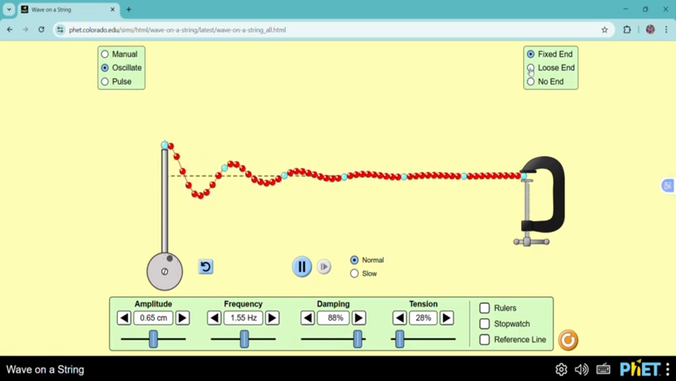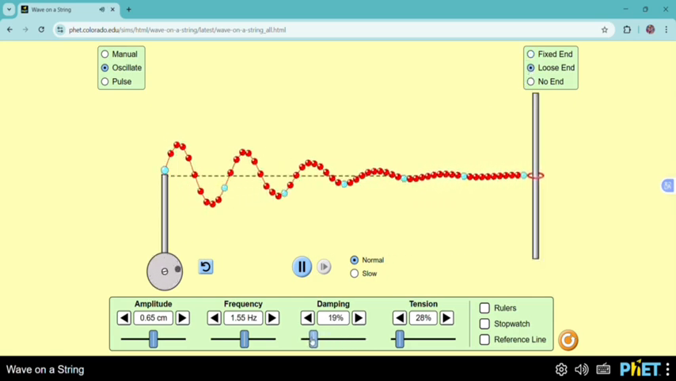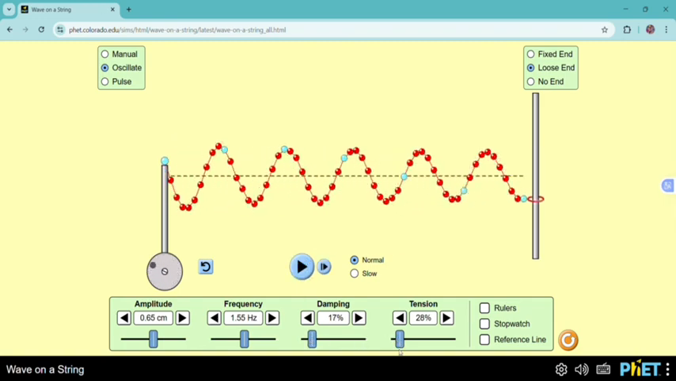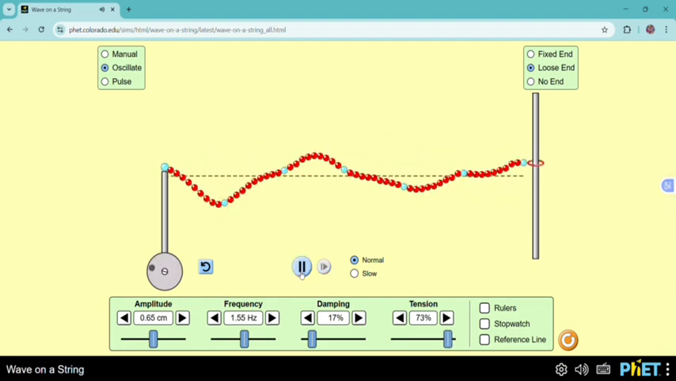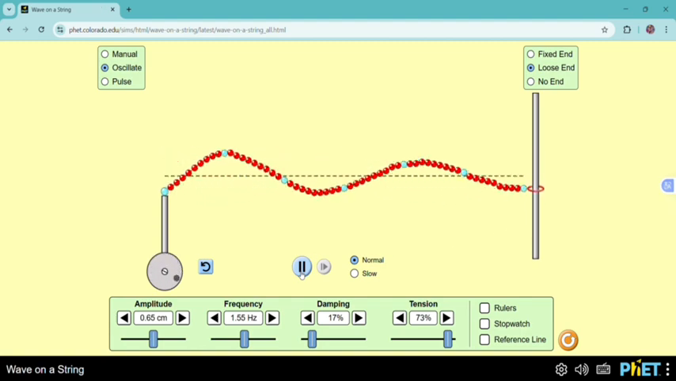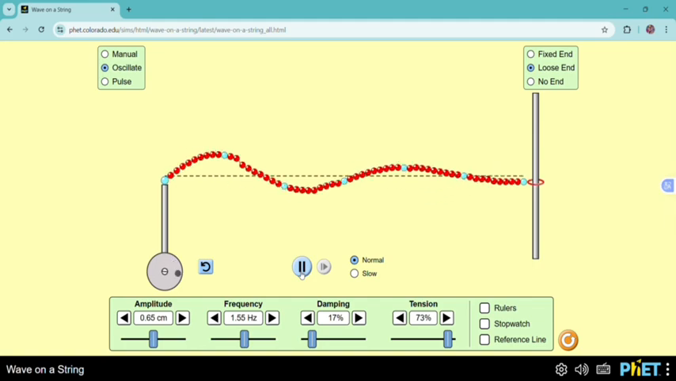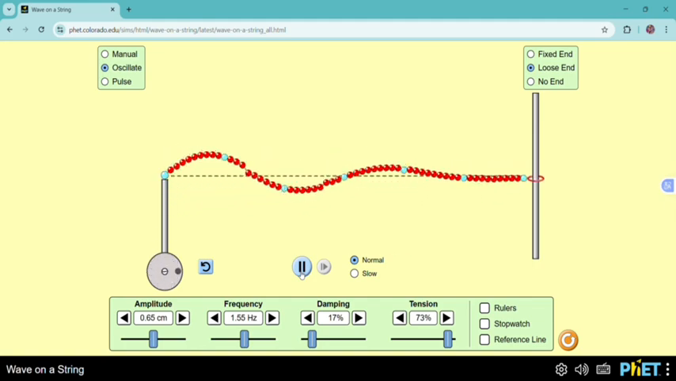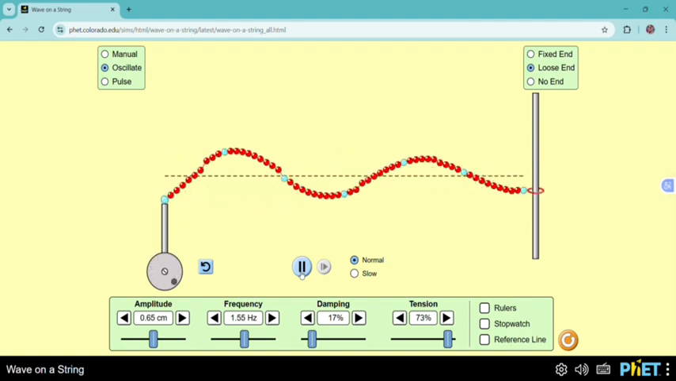Next, we go for loose end. For low damping and high tension, we can see that the wave moves fast and the amplitude is high. The wave reflects without inversion at the loose end, and a clear standing wave is formed with fewer knots and a longer wavelength.